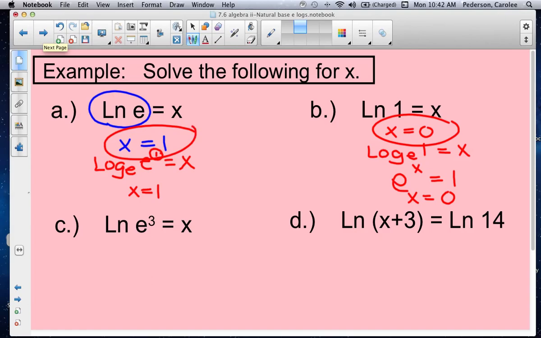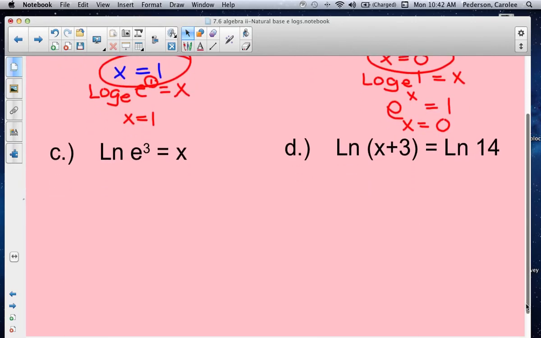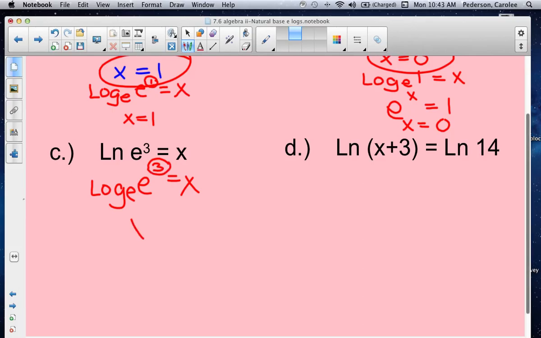Let's go on to example C. Example C, the natural log of e to the third. Remember, these are inverses of each other. I have log base e of e to the third. What happens is they cancel each other out, and you're just left with that power. So x equals 3.